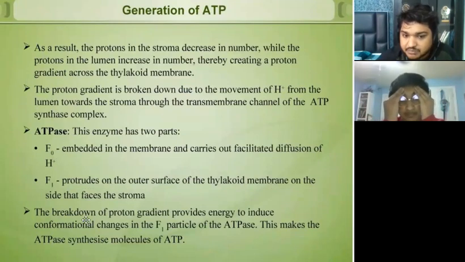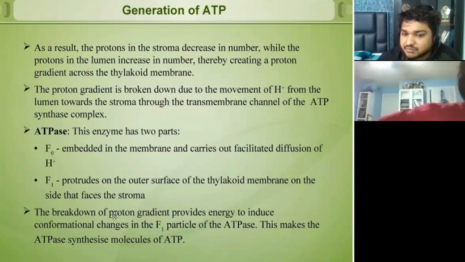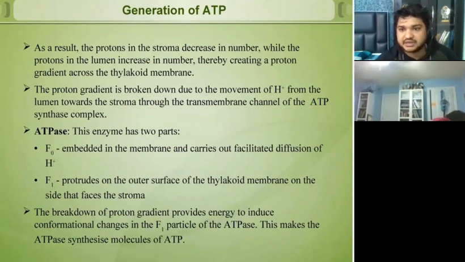Simple. So the breakdown of the proton gradient, proton gradient means when the 2H plus ions are coming outside, it means the proton gradient is going to break. So they will produce the ATP. So this ATPase means F naught and F1 molecules, and they help in the production of ATP.